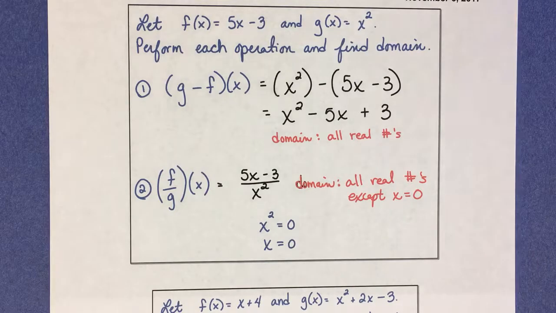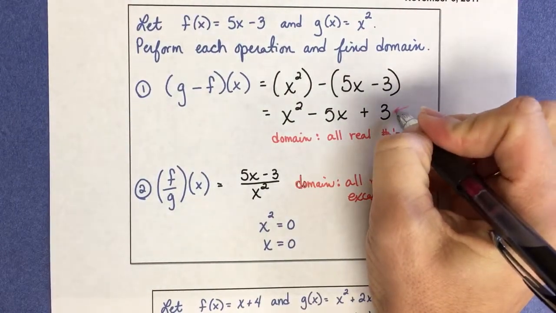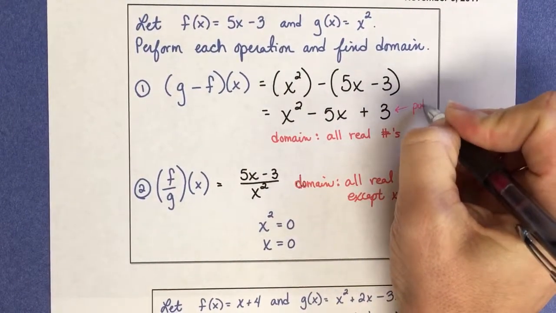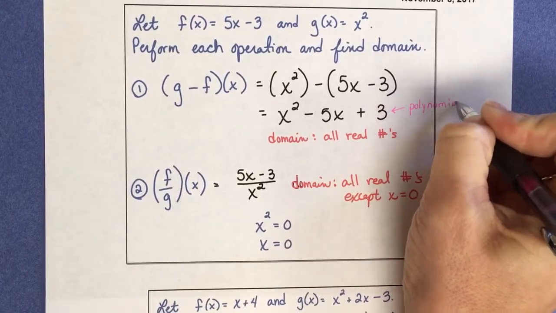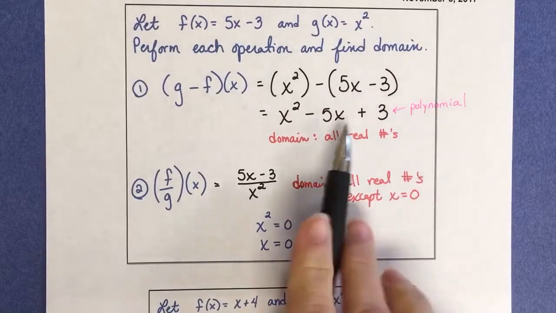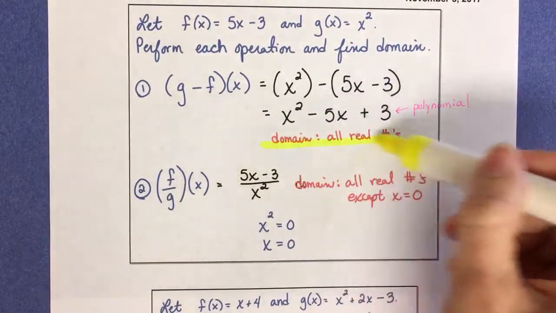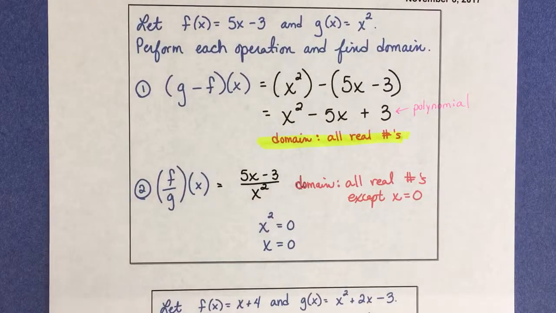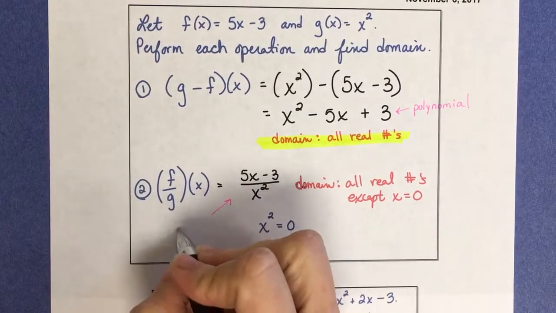So let me just write this in here. If you want this in your notes, this is a polynomial. Okay, so because this is a polynomial, that's why we're stating here our domain is all real numbers, okay? All right, the second one that I have here, this would be one that is rational.